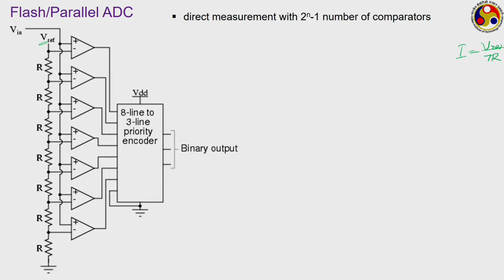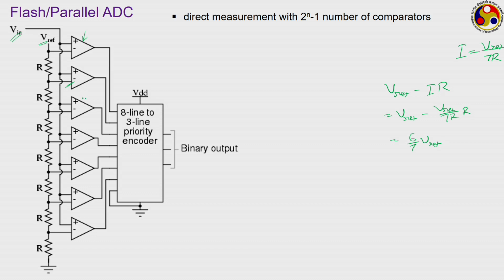Now each comparator has one side connected to the input voltage, and on the other side it is connected to either Vref or a modified version of that. The top one is connected to Vref, and the second one is connected to Vref through one resistor. So what is the voltage at this particular point? It is Vref minus I into R, where I into R is the corresponding drop. That is Vref minus Vref by 7R into R, which is 6 by 7 Vref. So the second one is subjected to 6 by 7 Vref.